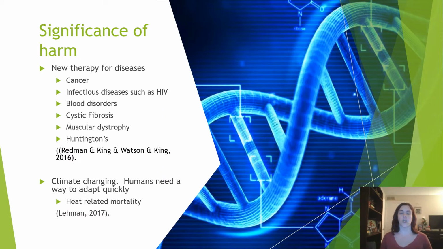The significance of harm is really the benefits that can result from CRISPR genetic editing. Really, the point of this is to be a new therapy for diseases. These diseases are often ones that don't have any cures now, such as cancer, such as HIV. There are plenty of blood disorders and other genetic disorders such as cystic fibrosis, muscular dystrophy, and even Huntington's that can be spotted and stopped with the CRISPR method.